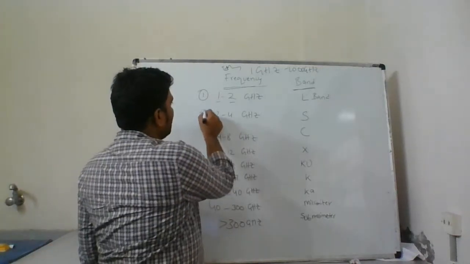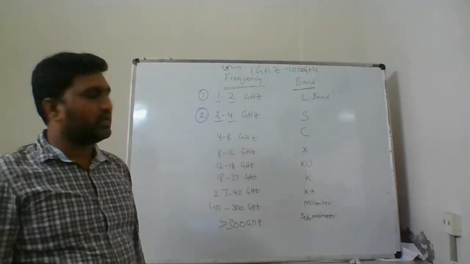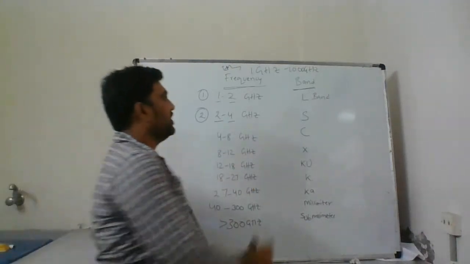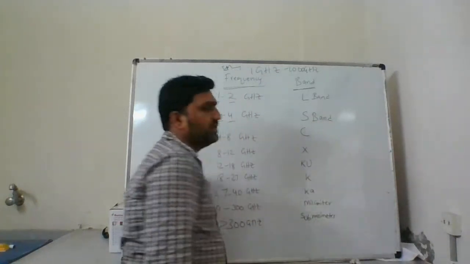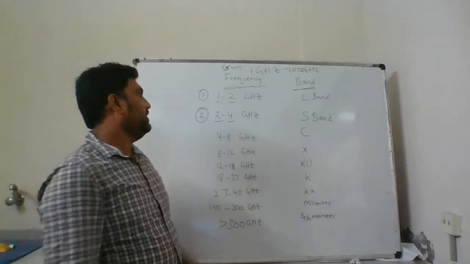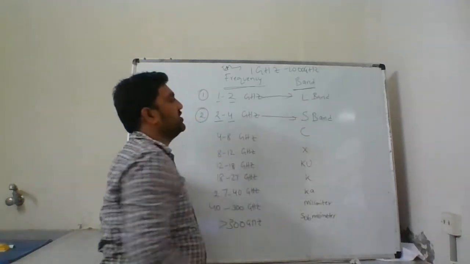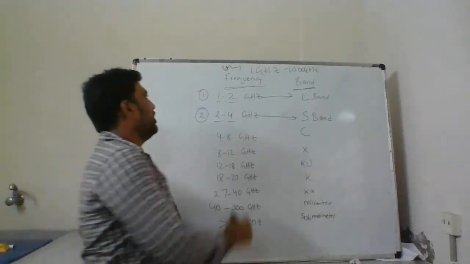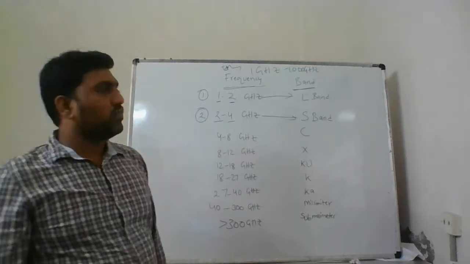Next, the second: when the frequency lies between 2 gigahertz to 4 gigahertz, the microwave signal is said to be present in the S band.